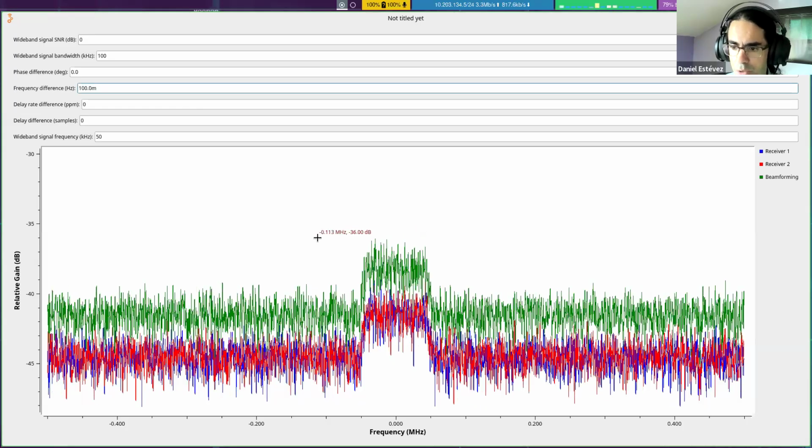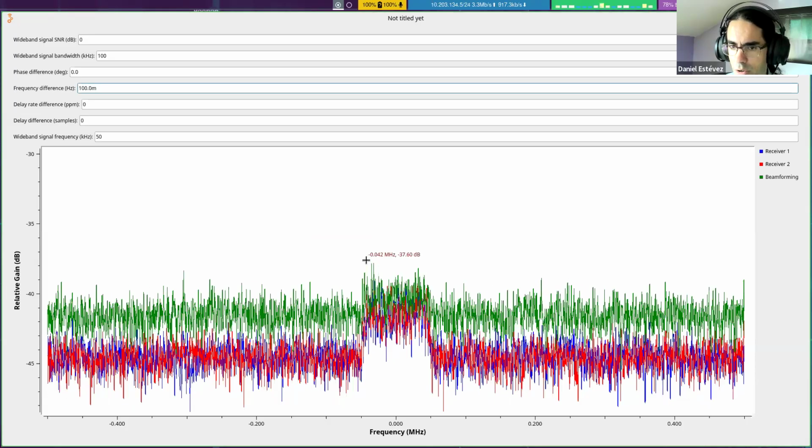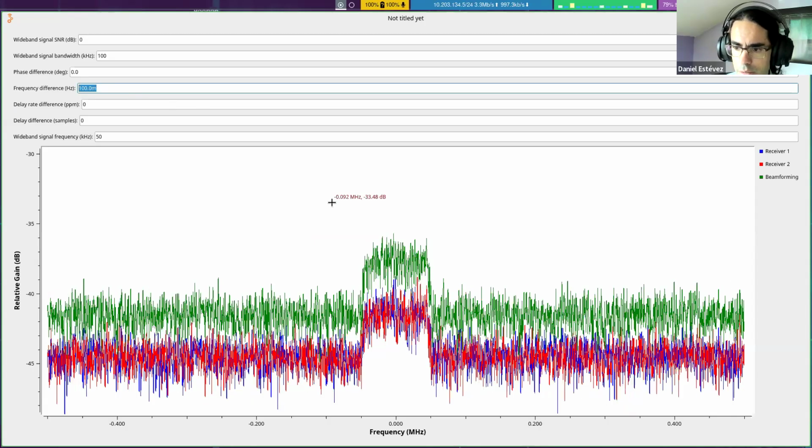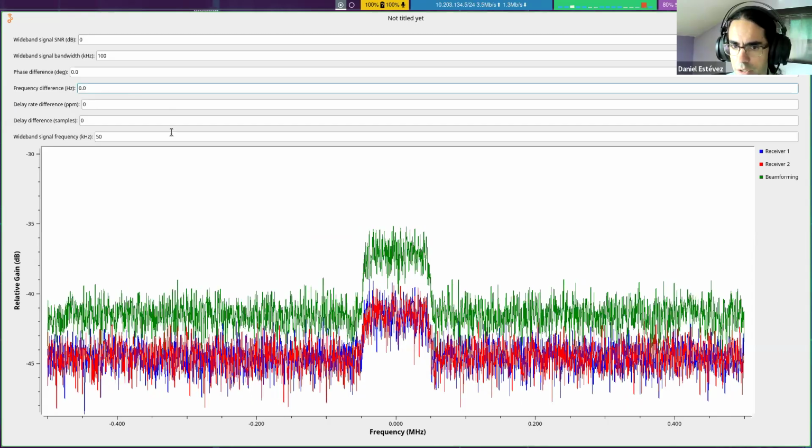So if we want to do beamforming for the purposes of combining the two signals properly, then we need to have a frequency difference of 0.